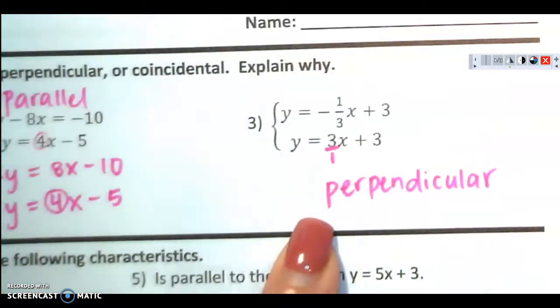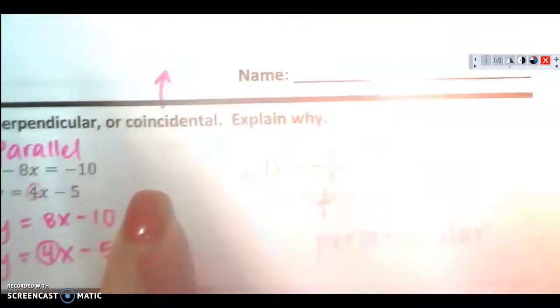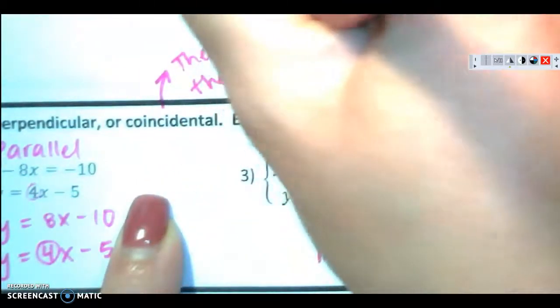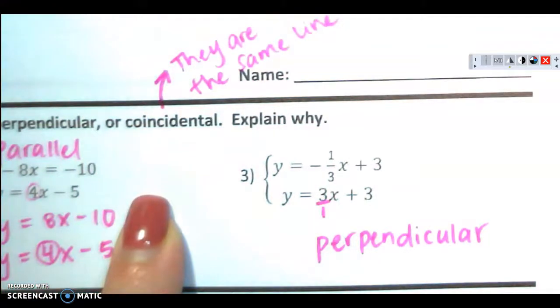Since we didn't see an example of coincidental, I just want to mention that when lines are coincidental, they are the same line. That means they would have the same slope and the same y-intercept.